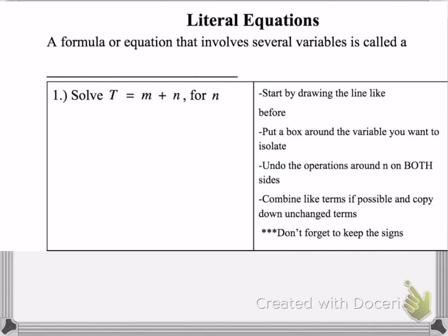So a formula or equation that involves several variables is called a literal equation. Again, don't get mad at me for the handwriting. The app is not great. We're still trying to get some different licensing to make better videos for you. Just bear with me.